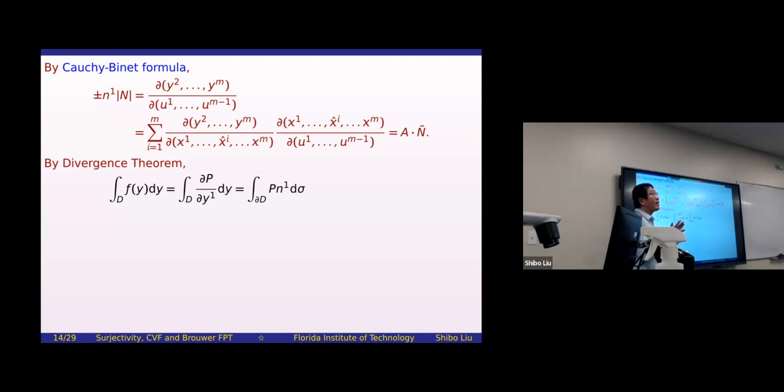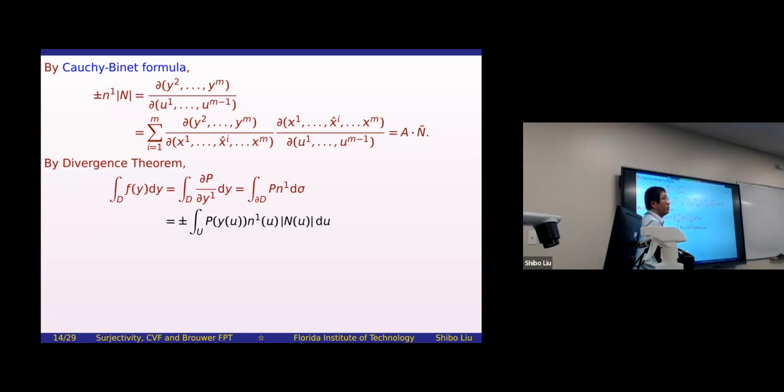Then the boundary of D has a parametrization. So this surface integral can be computed using the parametrization, reduced to an n-1 dimensional volume integral over the domain of the parameters u. Okay, surface integral reduced to n-1 dimensional volume integral using the parametrization of the surface, the boundary of D.